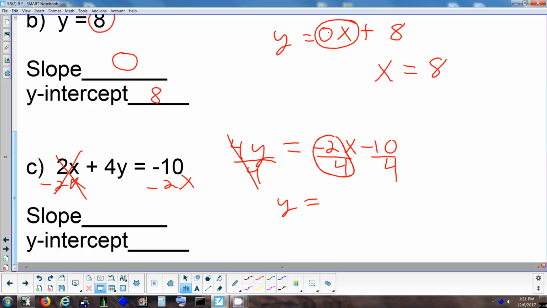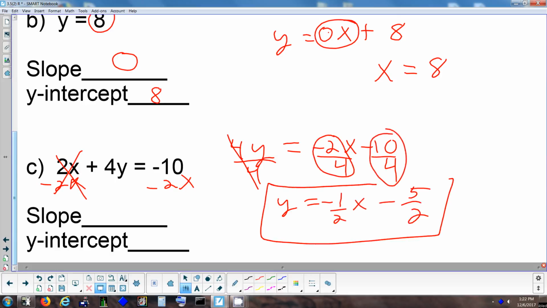What does that reduce to? That could be 1/2. Good. 1/2. The negative just stays. Minus, now what does that reduce to? 5/2. That was 10/4. 5/2. Yeah, because on both of those, we simplified by 2.